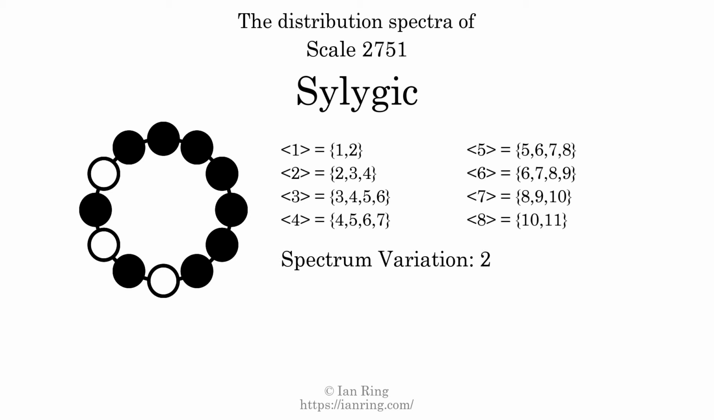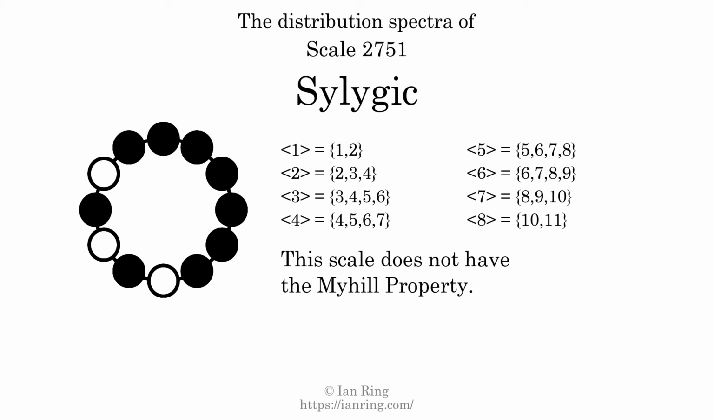The spectrum variation of this scale is 2. Since the variation is greater than 0, this indicates that the scale is not perfectly even. The highest spectrum width is 3. Since this is greater than 1, we know that this scale is not maximally even. If every spectrum has exactly 2 specific intervals, we call that the Myhill property. This scale does not have the Myhill property. Since the generic interval ranges overlap, this scale is an improper scale.